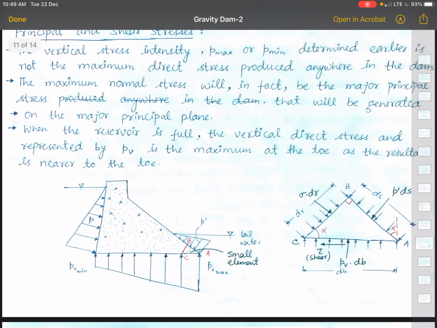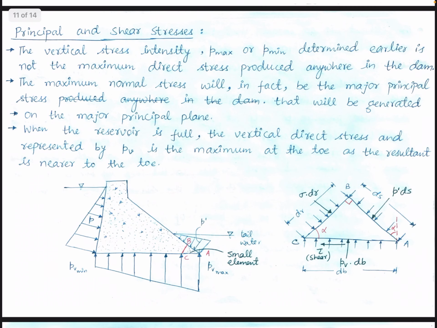So now let us see principal and shear stresses. This we are going to discuss in the next class.